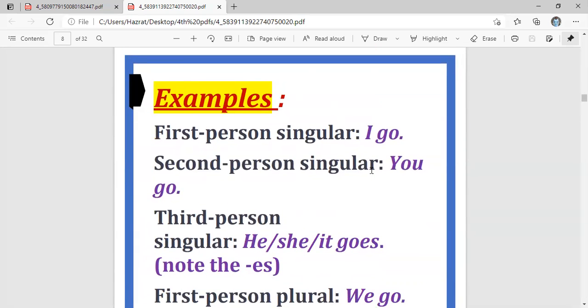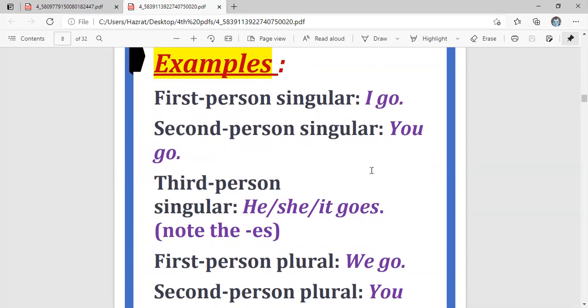Examples are first person singular, I go, and second person singular, you go. These are the subjective cases of pronoun. And we had discussed that a pronoun is a word that replaces a noun. So I go or I teach, you learn. Same is the case. You learn English, I teach English.